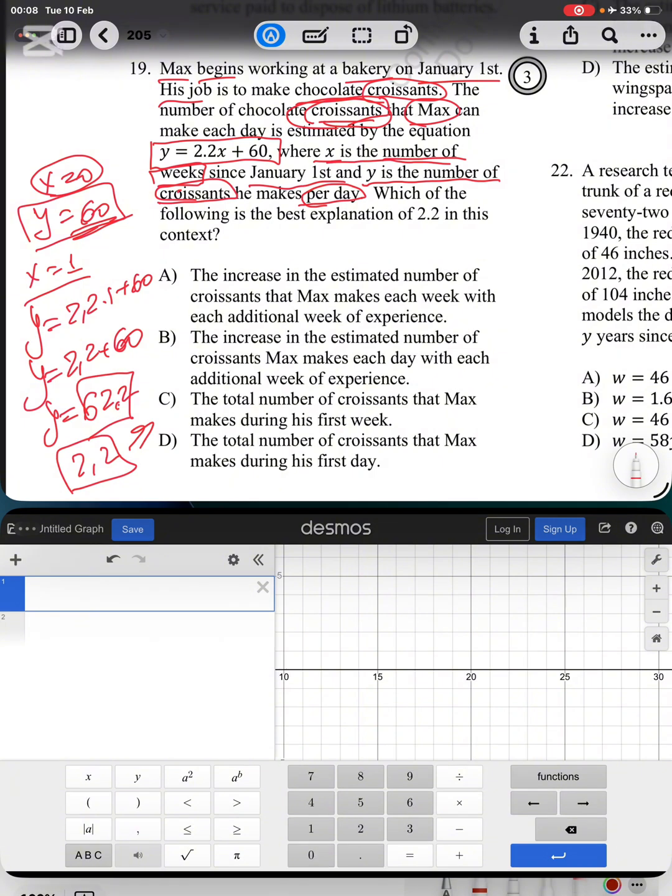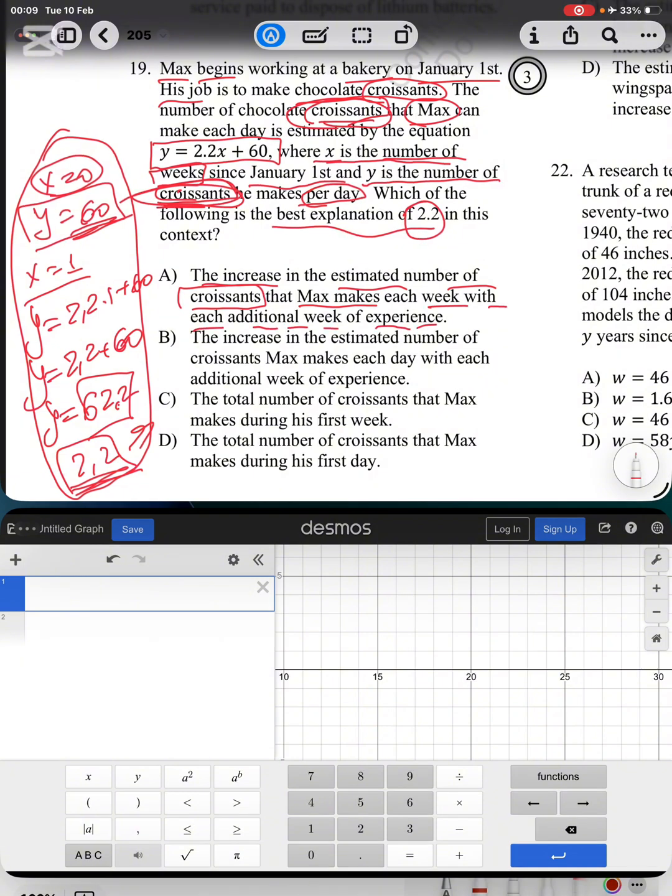So in this SAT question, what's the best explanation of 2.2 at this point? From these explanations of mine, as you can see, 2.2 illustrates the increasing amount of this expression. So now let's try to find it. The increase in the estimated number of chocolates, okay, it's correct. That Max makes each week with each additional week of experience? No. As you can see, in this question, we're not speaking about additional weeks of experience, right?